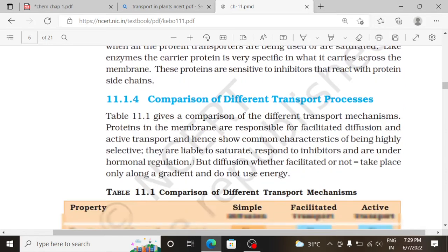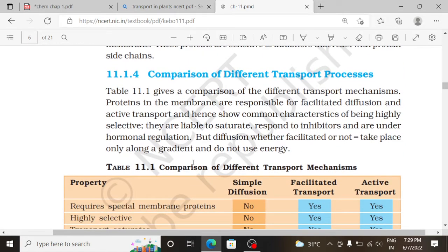Comparison of different transport processes. Table 11.1 gives a comparison of the different transport mechanisms. Proteins in the membrane are responsible for facilitated diffusion and active transport, and hence show common characteristics of being highly selective. They are liable to saturate, respond to inhibitors, and are under hormonal regulation. But diffusion, whether facilitated or not, takes place only along a gradient and does not use energy.